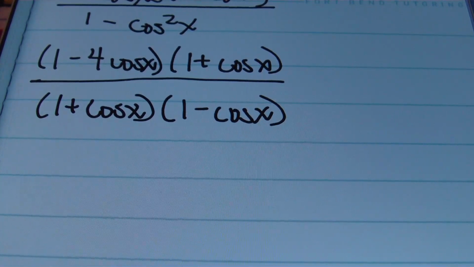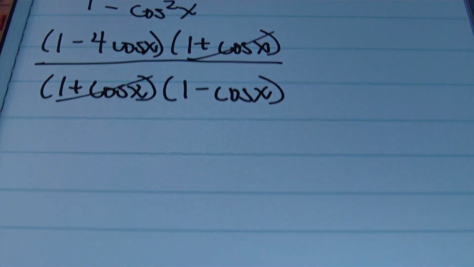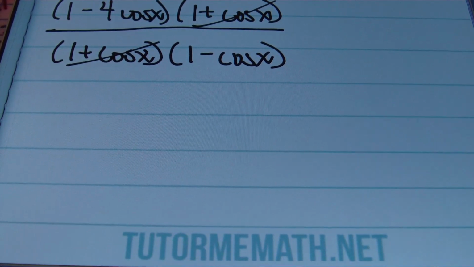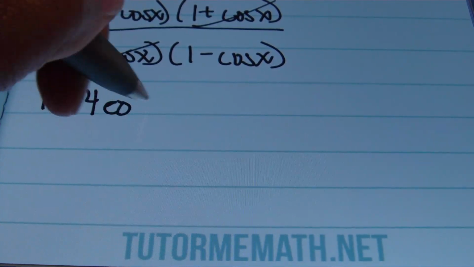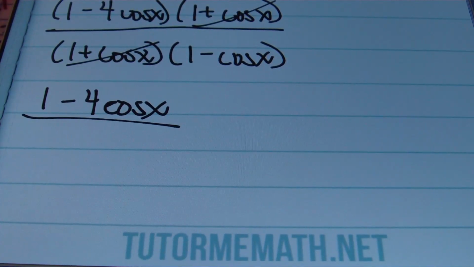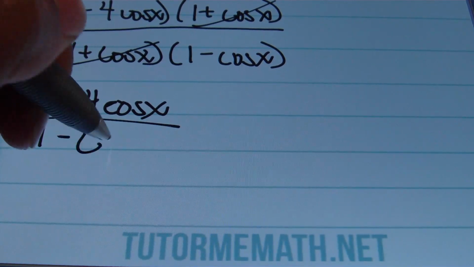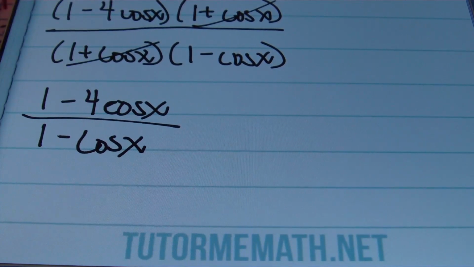We're going to recognize that we have the same factor in the numerator and the denominator. That 1 plus cosine x over the 1 plus cosine x is 1, so it cancels out. Goodbye. You're gone now. And once that's gone, what you end up with is 1 minus 4 cosine x all over 1 minus cosine x, which is the right side. That completes that problem, ladies and gentlemen. That was problem number 5 and done.